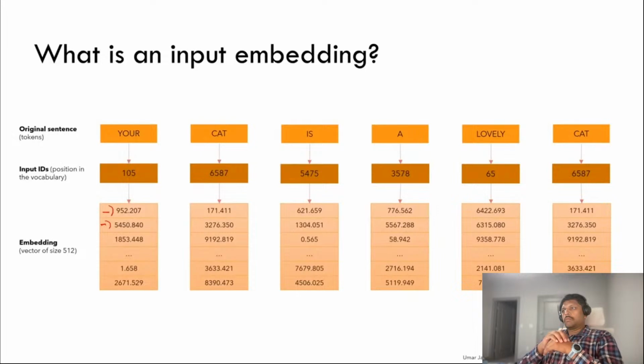So the input embeddings are basically mapping our single word into an embedding of size 512. And we call this quantity 512 d_model, because it's the same name that is also used in the paper Attention Is All You Need.